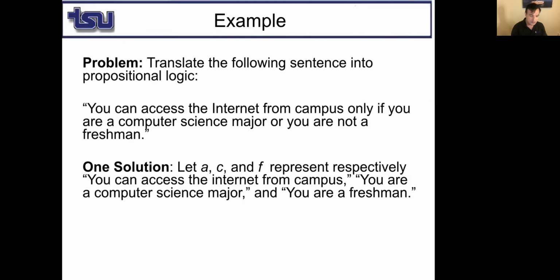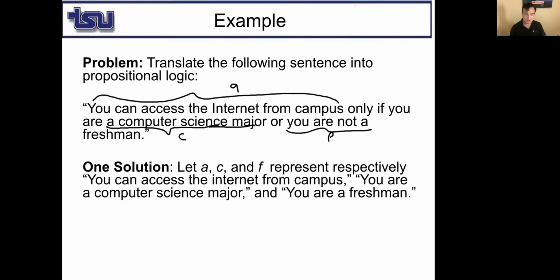Assume that this is the proposition A: you can access the internet from campus. Assume that this is proposition C: you are a computer science major. And this is proposition F: you are a freshman. You are a freshman is F, not okay. So what does that mean then? This is very easy. You can access the internet from campus implies that you are either a computer science major or you are not a freshman.